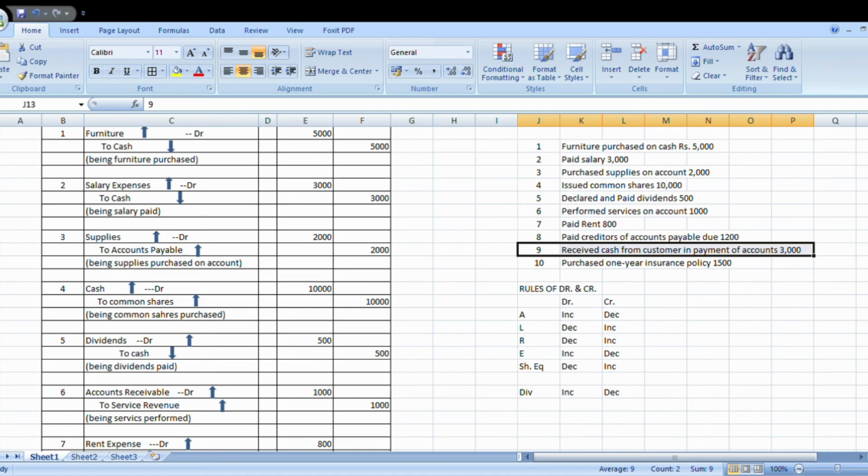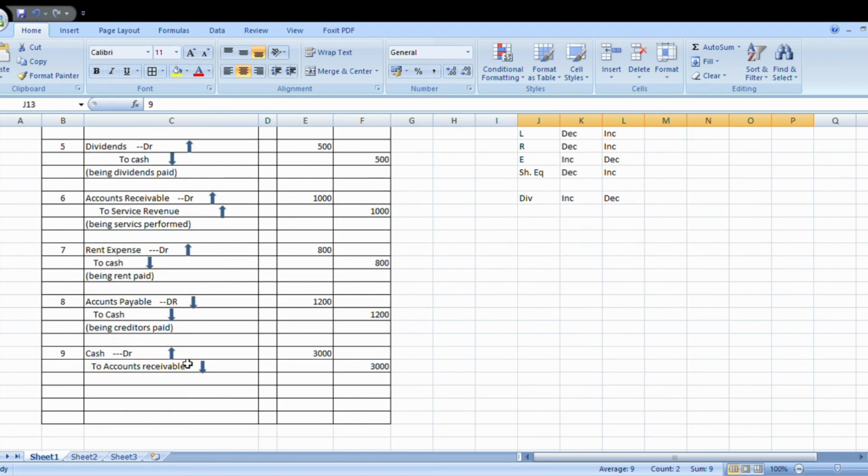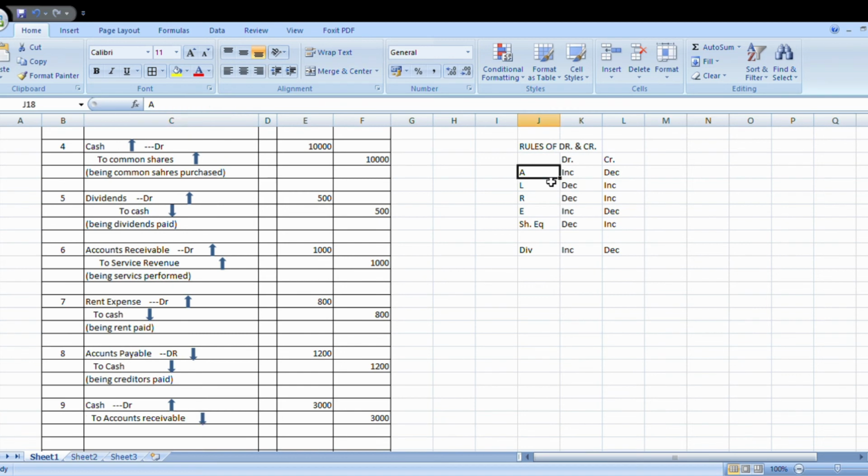So for this case the entry will be cash account debited. You will debit cash because you're getting cash, and you will credit accounts receivable that you already made in respect of this payment. Since your asset has been reduced, you will no more be getting money from this accounts receivable, so you will be decreasing this accounts receivable.